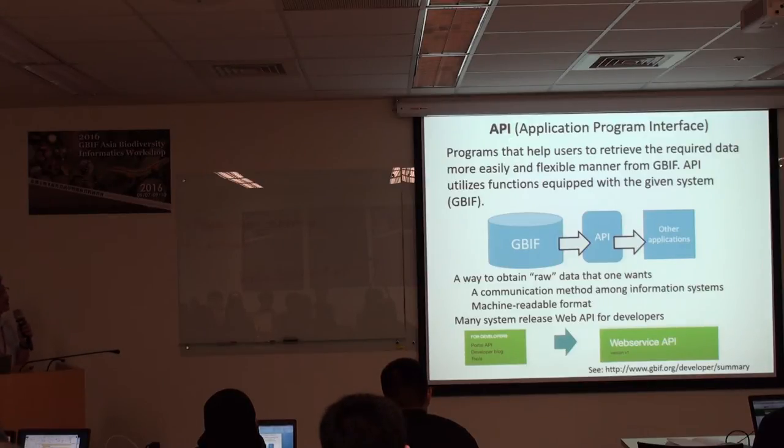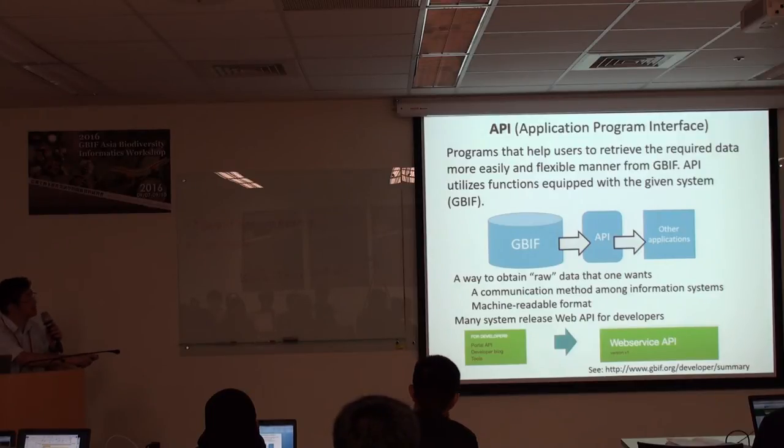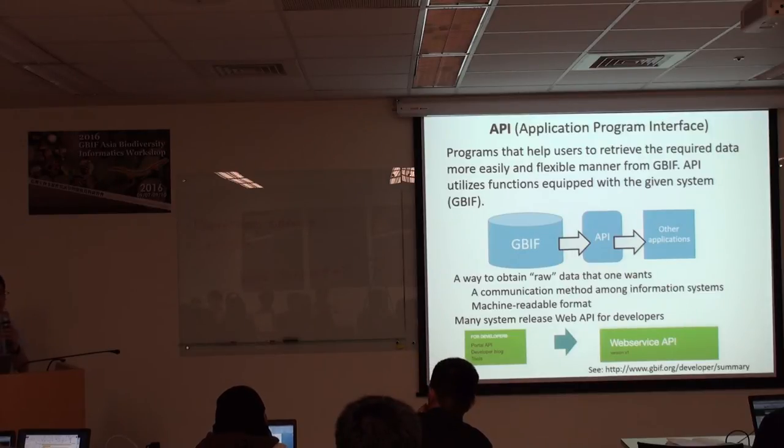So API is the application program interface. This is the program that helps users retrieve the required data from GBIF in a more easy and flexible manner. In a broad sense, API uses functions already equipped in the given system, in this case GBIF. So if GBIF is equipped with a search function, you can use it to obtain whatever you want more easily, theoretically.